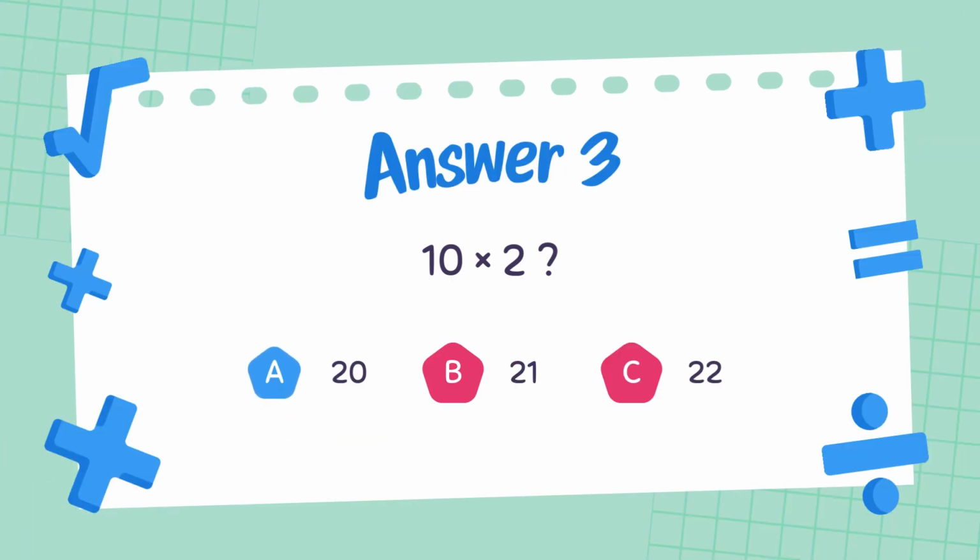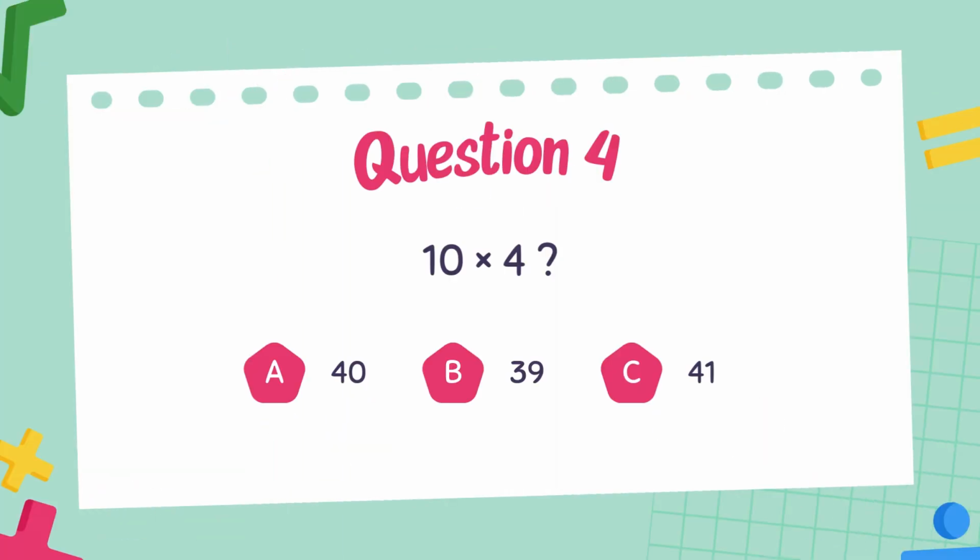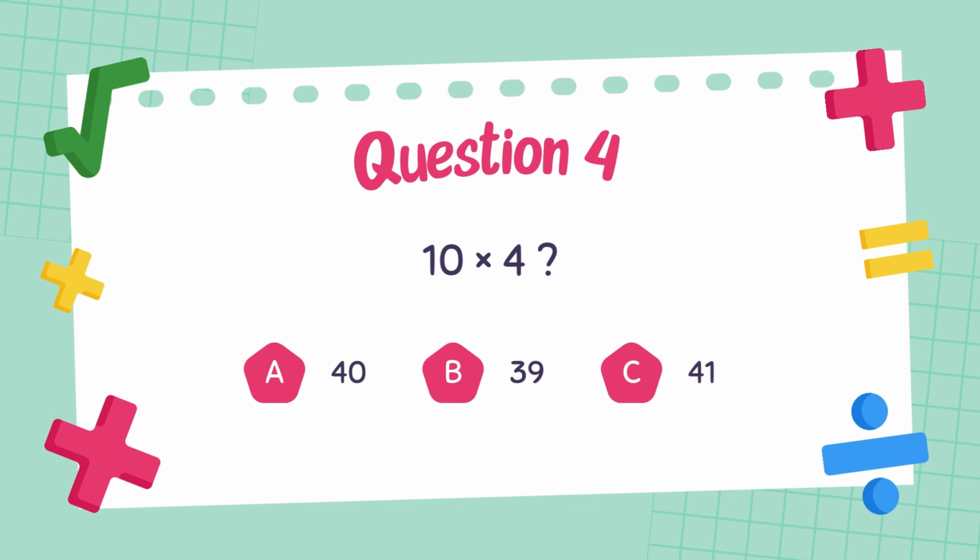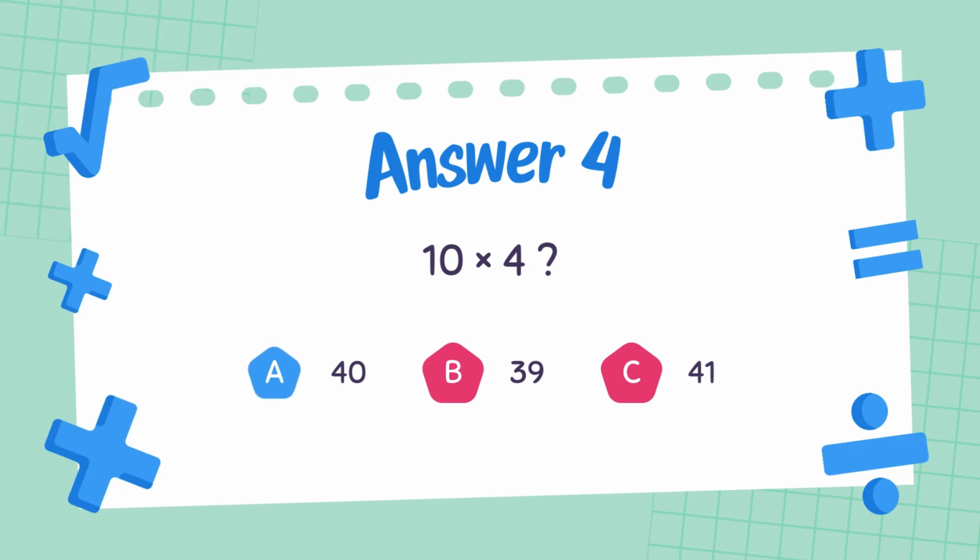Excellent. Question 4. What is 10 times 4? Is it A, 40, B, 39, or C, 41? The answer is A, 40.